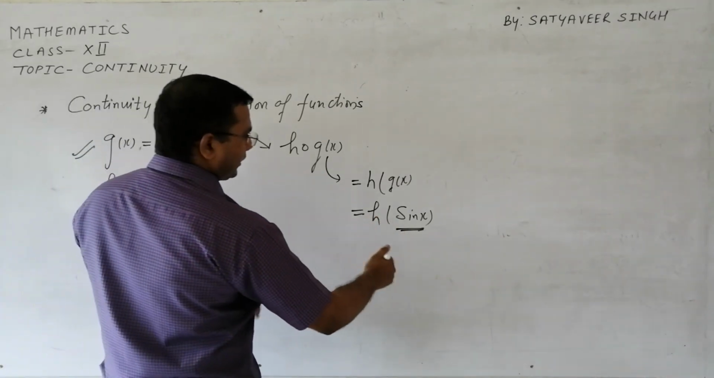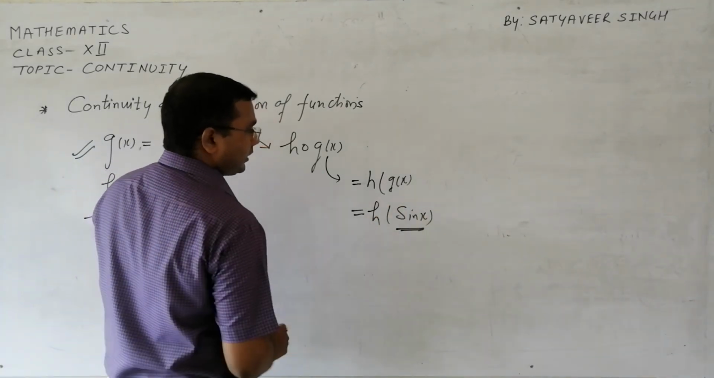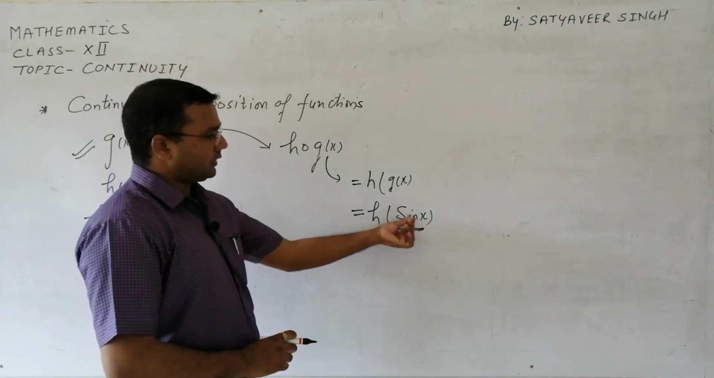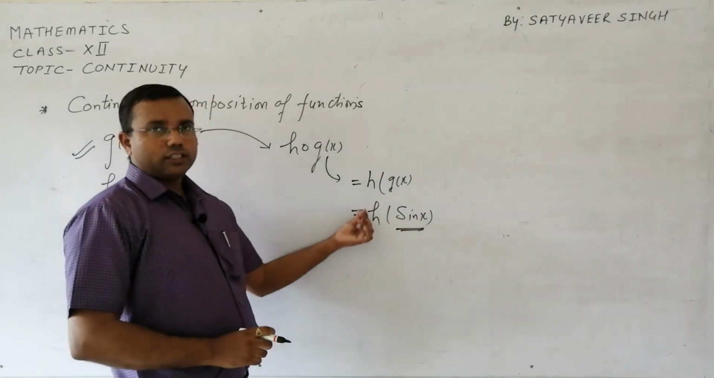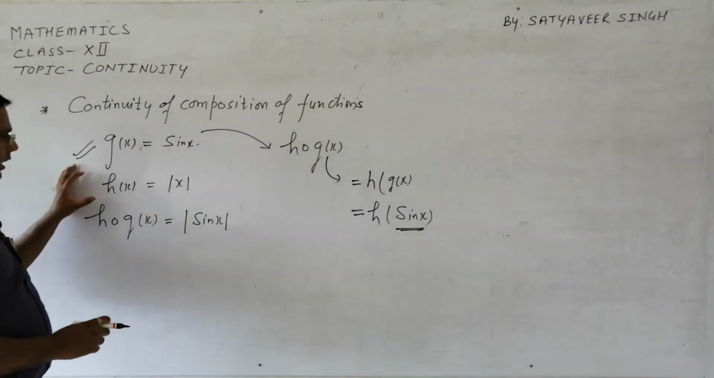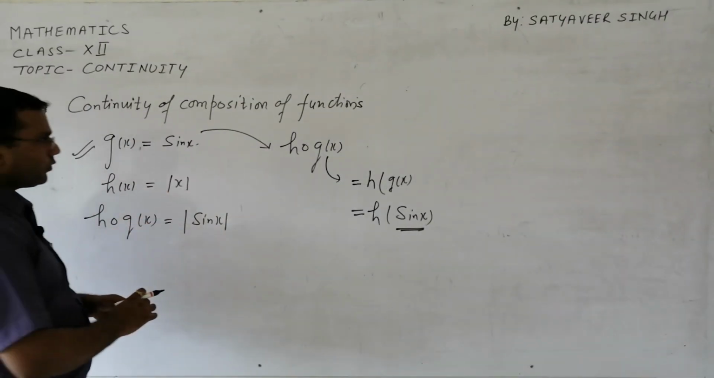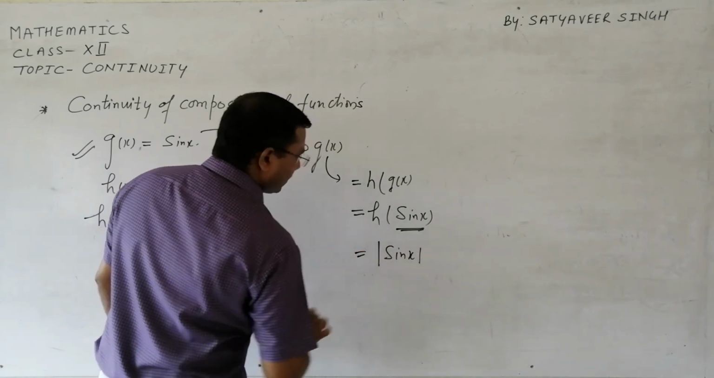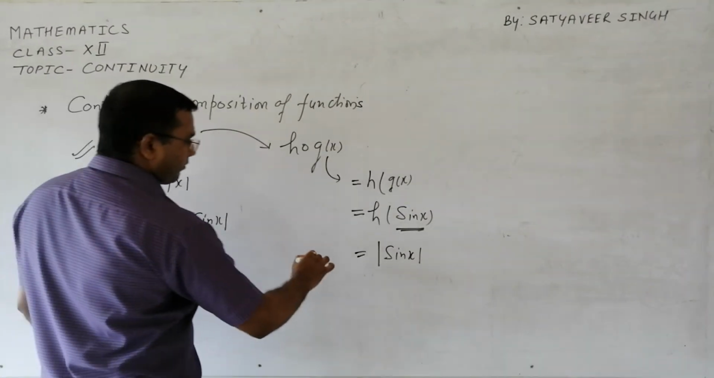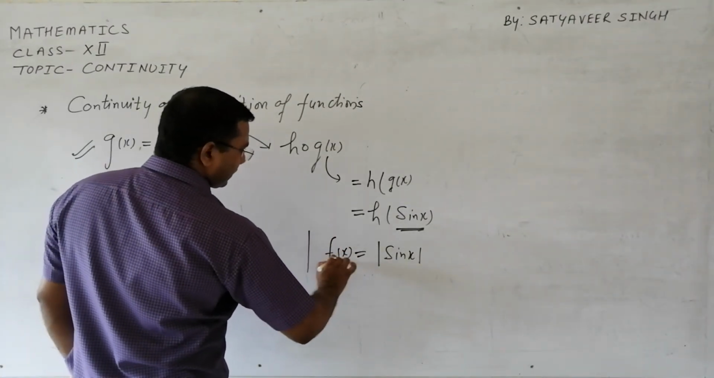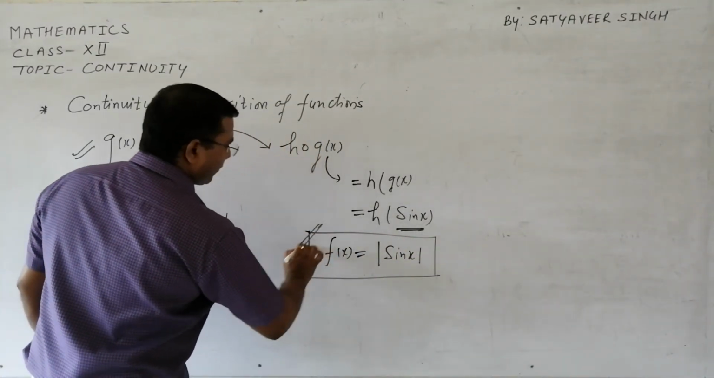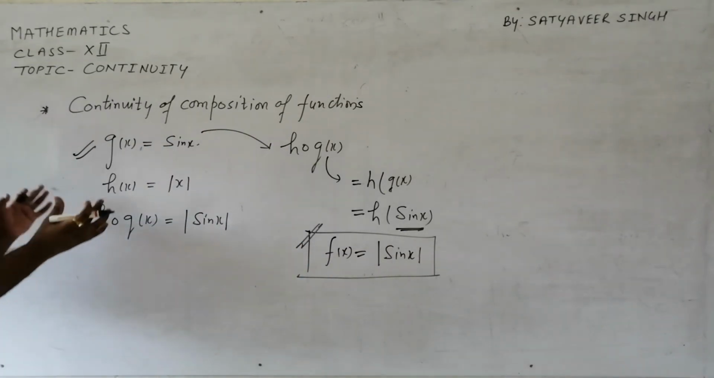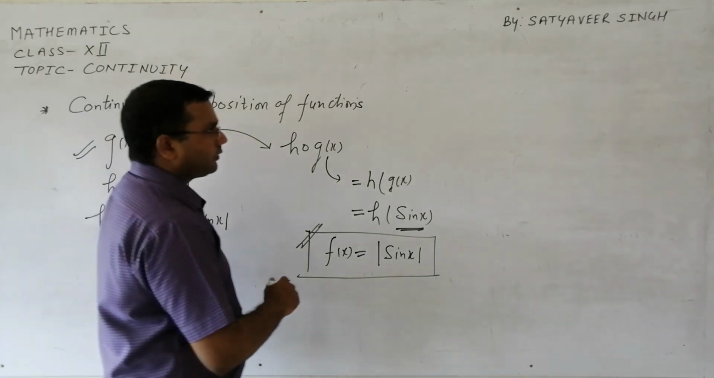So if you apply this, the complete term has to be treated as x, because we are now finding h(x). This function h(x) is given in the general form modulus x. So we can write it as modulus sin x. So we have got a new function f(x). This function f(x) is modulus sin x. This procedure is called composition of functions.